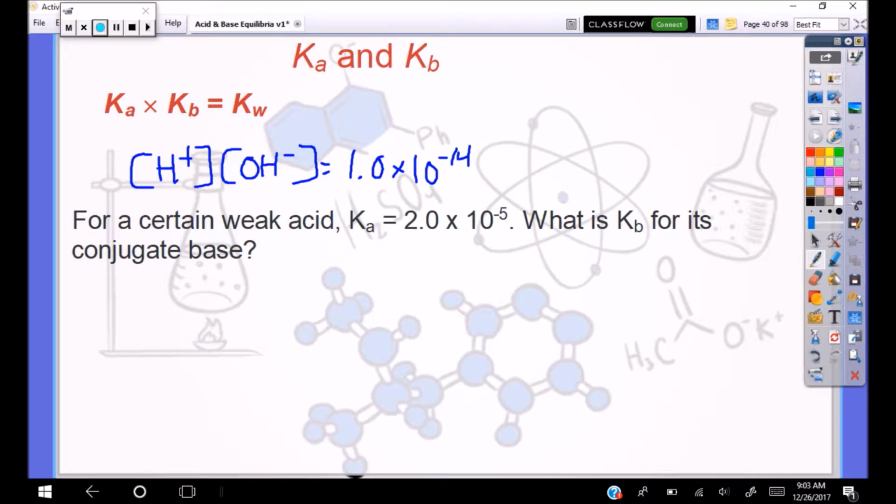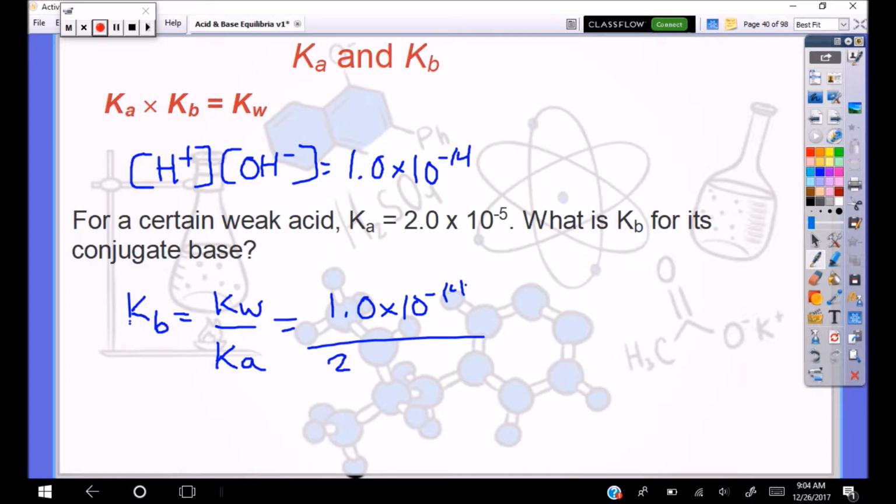So for a certain weak acid, say our Ka is 2.0 times 10 to the negative 5th. What is Kb for its conjugate base? Well, since they're related, we know Kb has to be equal to Kw divided by Ka. And we can just plug them in: 1.0 times 10 to the negative 14th divided by 2.0 times 10 to the negative 5th.